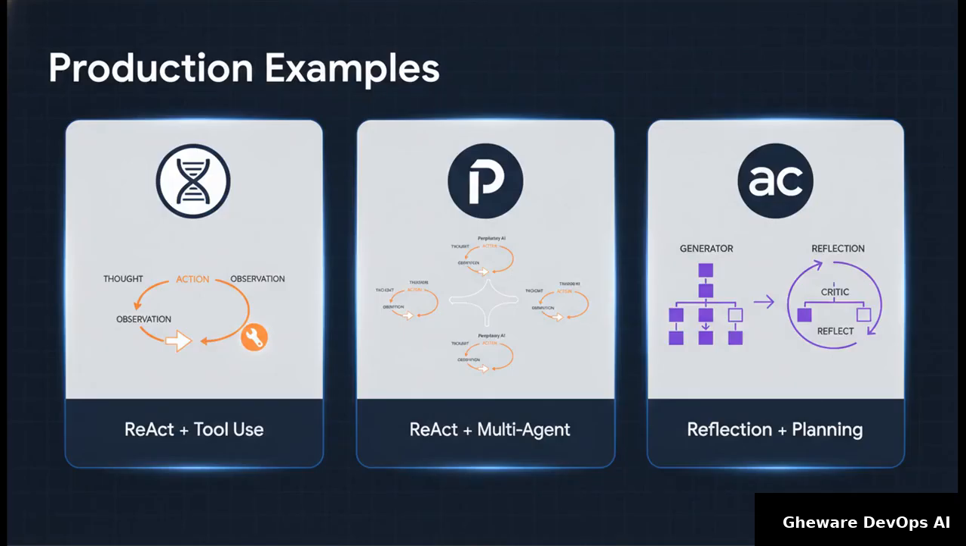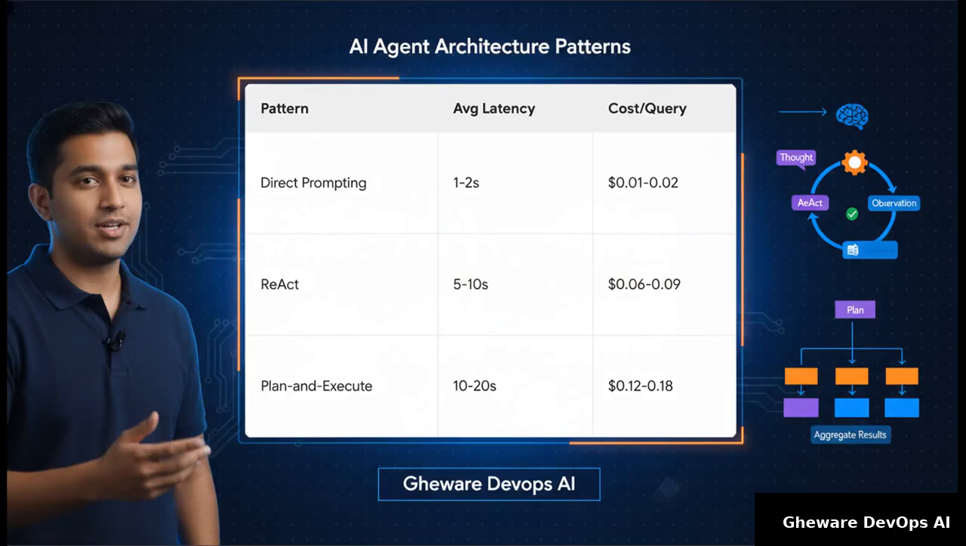Let's look at some examples you probably use every day. GitHub Copilot's chat, that's basically a React loop interacting with your codebase. Perplexity AI, that's a multi-agent system where different React agents handle searching, synthesizing, and verifying. And Claude's coding tools, that's a beautiful combination of reflection and planning, forcing a strategic plan, and then self-critiquing the result.